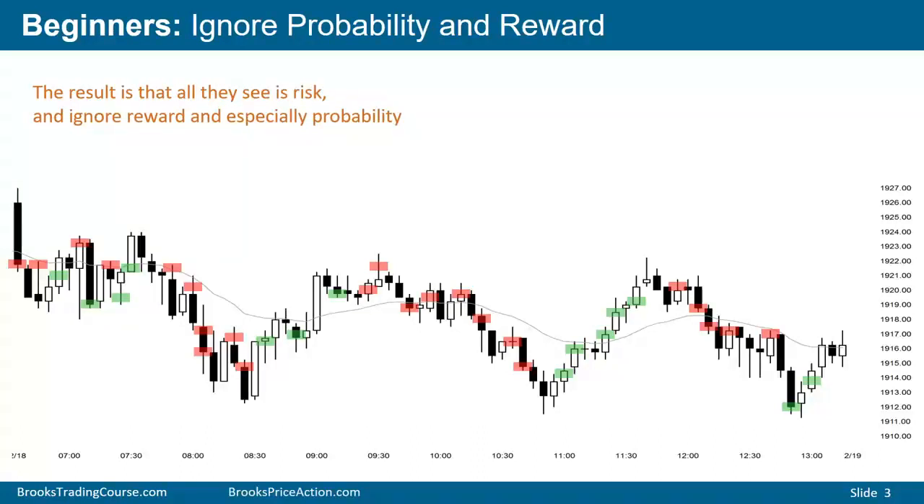Consequently, beginners only look at risk, as I said, and they ignore reward, and they especially ignore probability.